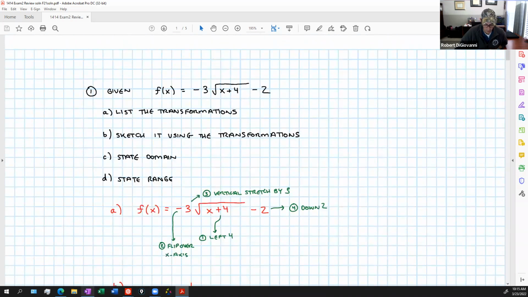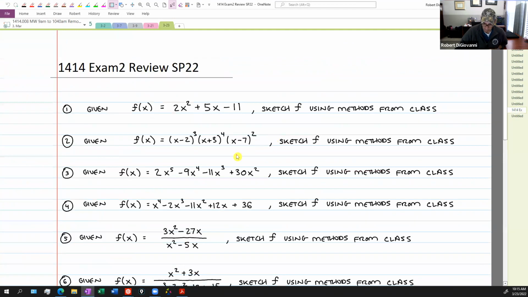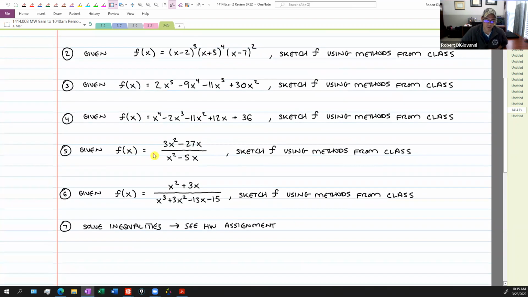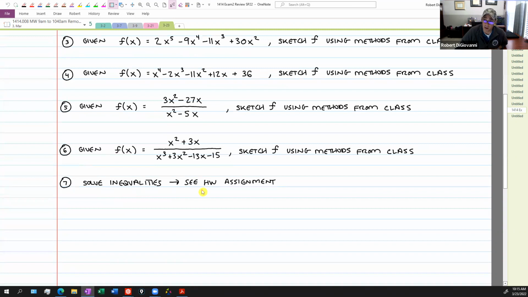Let me show you the review questions from last class. It started out with a quadratic function and it asked you to graph it. So, sketches quadratic, and then polynomial, polynomial, polynomial, rational, rational, and then inequalities. That's what the test is going to cover. Someone just asked in the chat what the test is going to cover.